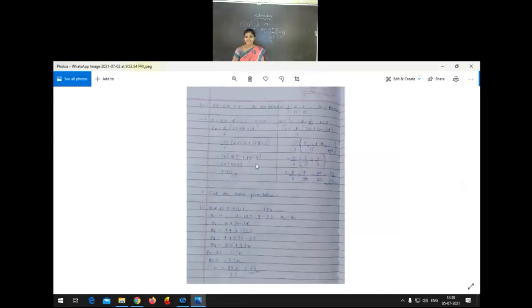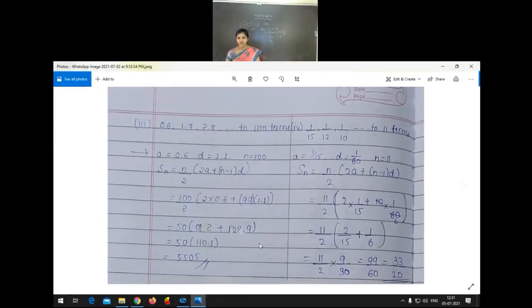Is this the third question? You just check. Is this the third question, students? 0.6, 1.7, 2.8, so on up to. Yes, correct. This is the third problem in the first main. Okay, now we are discussing this one.